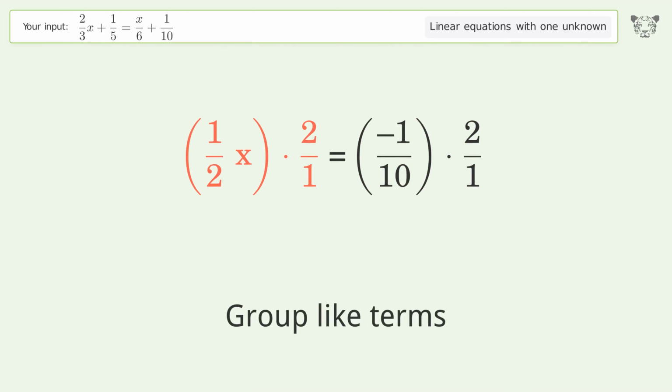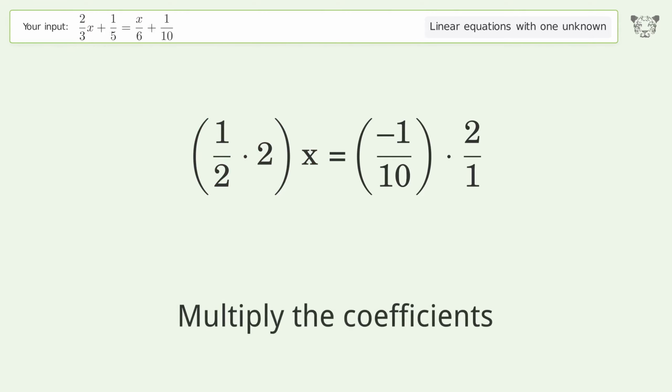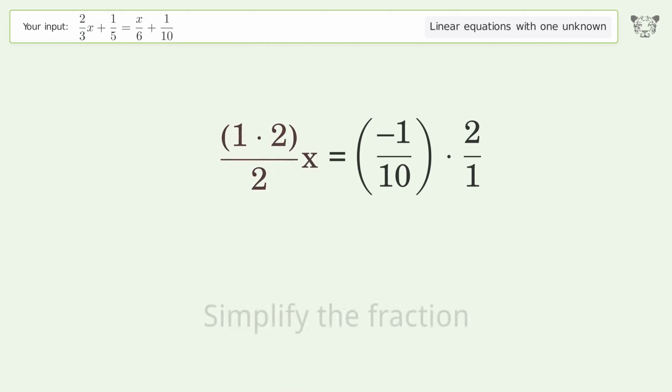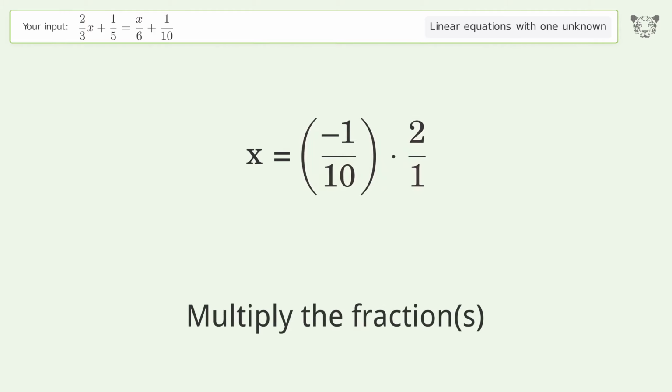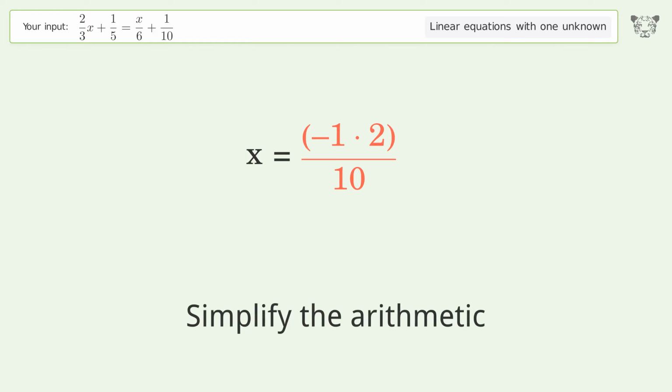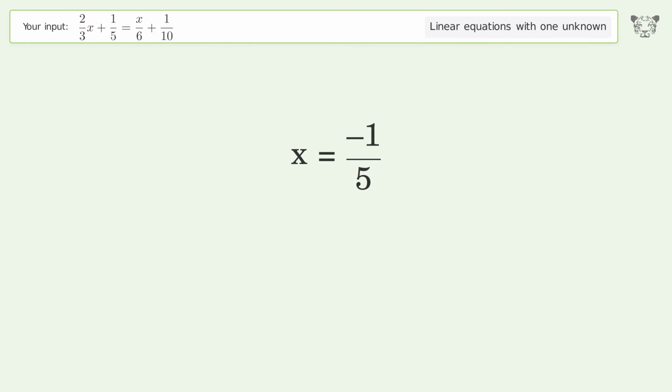Group like terms. Multiply the coefficients. Simplify the fraction. Multiply the fractions. Simplify the arithmetic. And so the final result is x equals -1/5.